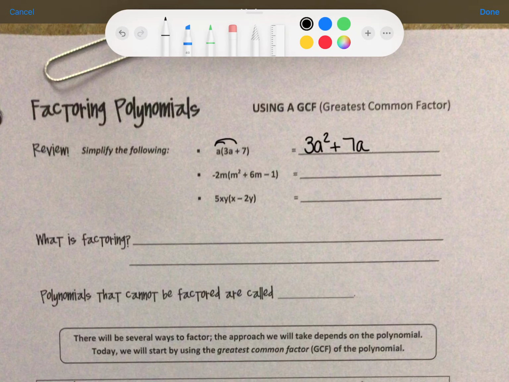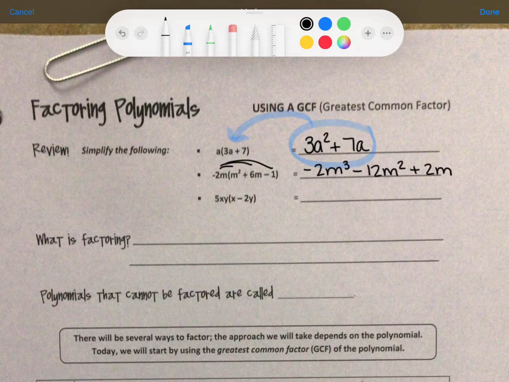Again, another review here. We have a monomial times a trinomial, so I would multiply the coefficients, add the exponents. Multiply the coefficient, add the exponents. Multiply the coefficient and add the exponents. So that's just a review of what we did last week. 5x squared y minus 10xy squared.